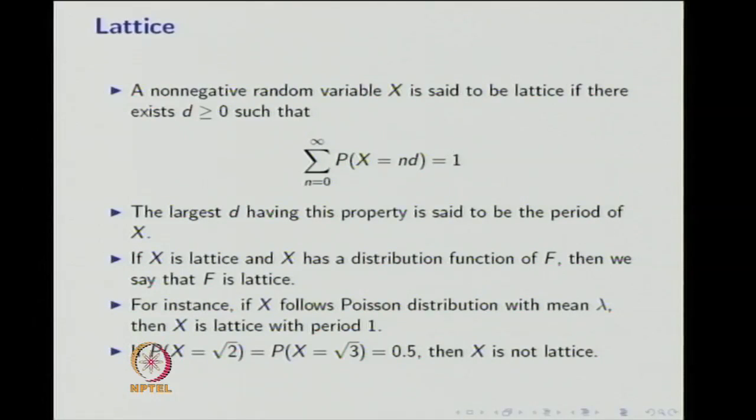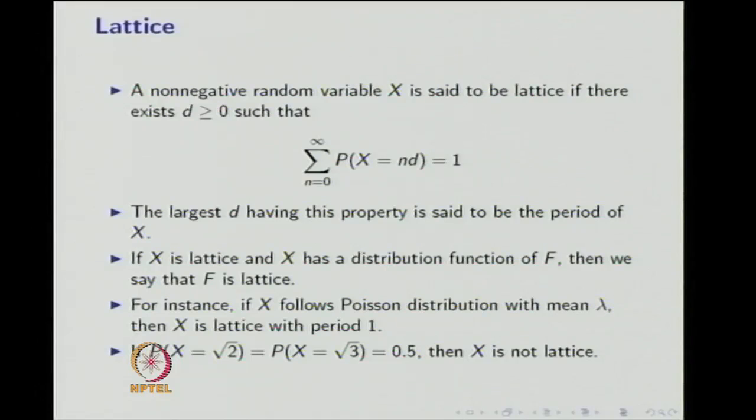Because the summation over n equal to 0 to infinity of the probability of X equal to n is equal to 1. That means d will be 1. Whereas in the second example, if the probability of X equal to square root of 2 is 0.5 and the probability of X equal to square root of 3 is 0.5, then you cannot find a d such that the summation over n equal to 0 to infinity of the probability of X equal to n times d is equal to 1. This condition is not satisfied by the second example, therefore X is not lattice.